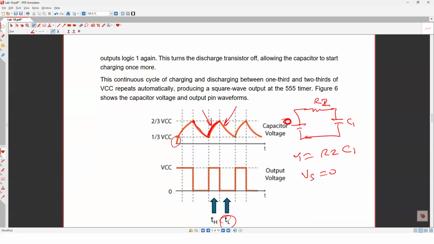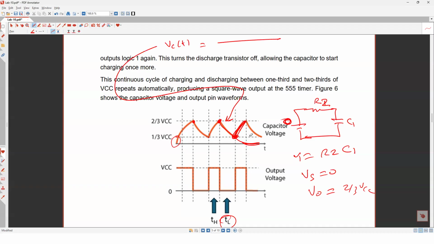What else do you need? I need to know the initial voltage. Once I know it, I can get the equation of the capacitor. The initial voltage, V naught, should equal 2/3 VCC, because we are going to start from 2/3 VCC. If I leave it, it should go down to 0. But that's not going to happen, because once it hits 1/3 VCC, I'm going to open the transistor to start charging. So all you have to do now is get the equation VC of t. This is the equation of discharging.